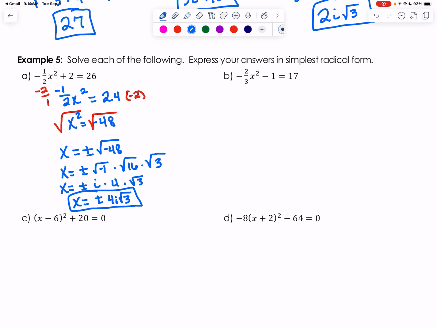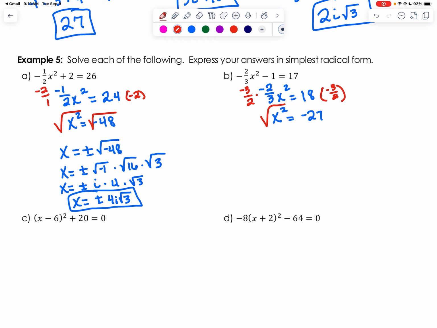Okay. Problem B. We have negative 2/3 x squared minus 1 is equal to 17. And we want to solve for x. So I'll start out by adding 1 to both sides. So negative 2/3 x squared is equal to 18. Then I'll multiply by the reciprocal, which would be negative 3 over 2. So that gives me positive x squared. On this side, negative 27.